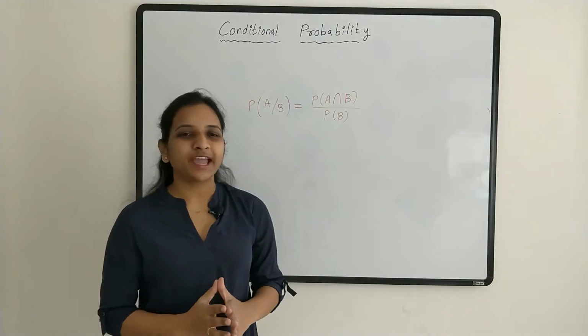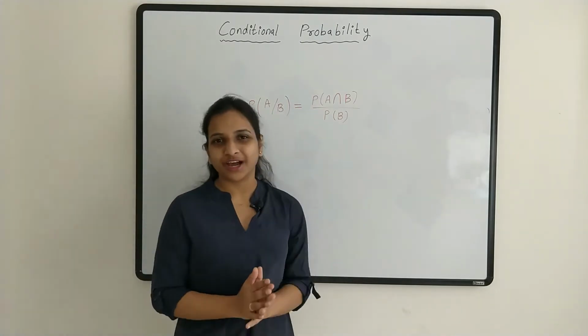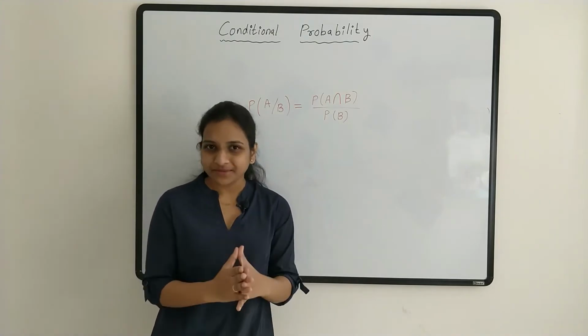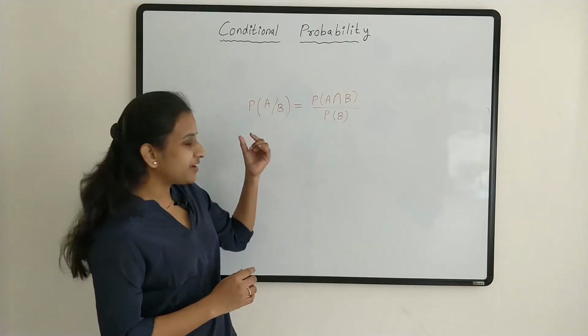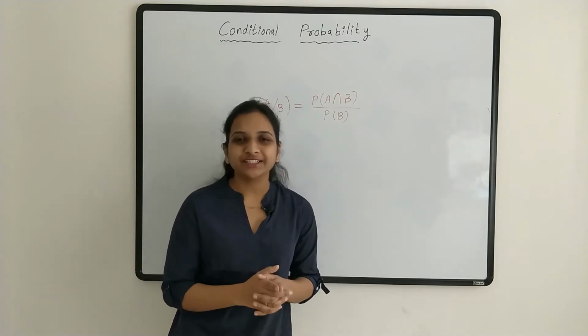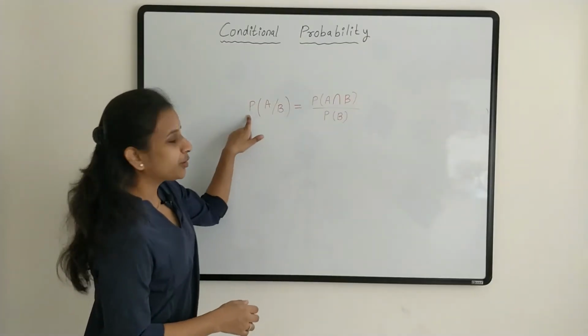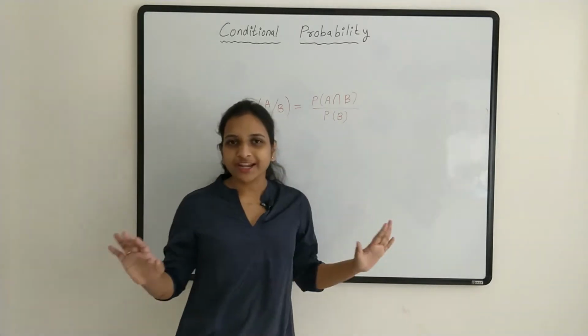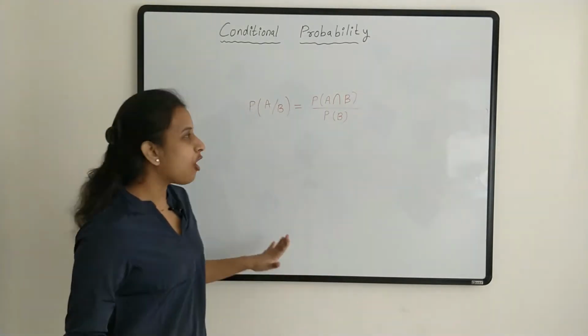Let's quickly recap the conditional probability formula. When there are two events, event A and event B, from the same sample space, the occurrence of one event affects the probability of the second event. That is what conditional probability is, right? So, the probability of event A given that event B has already happened, it has already occurred.